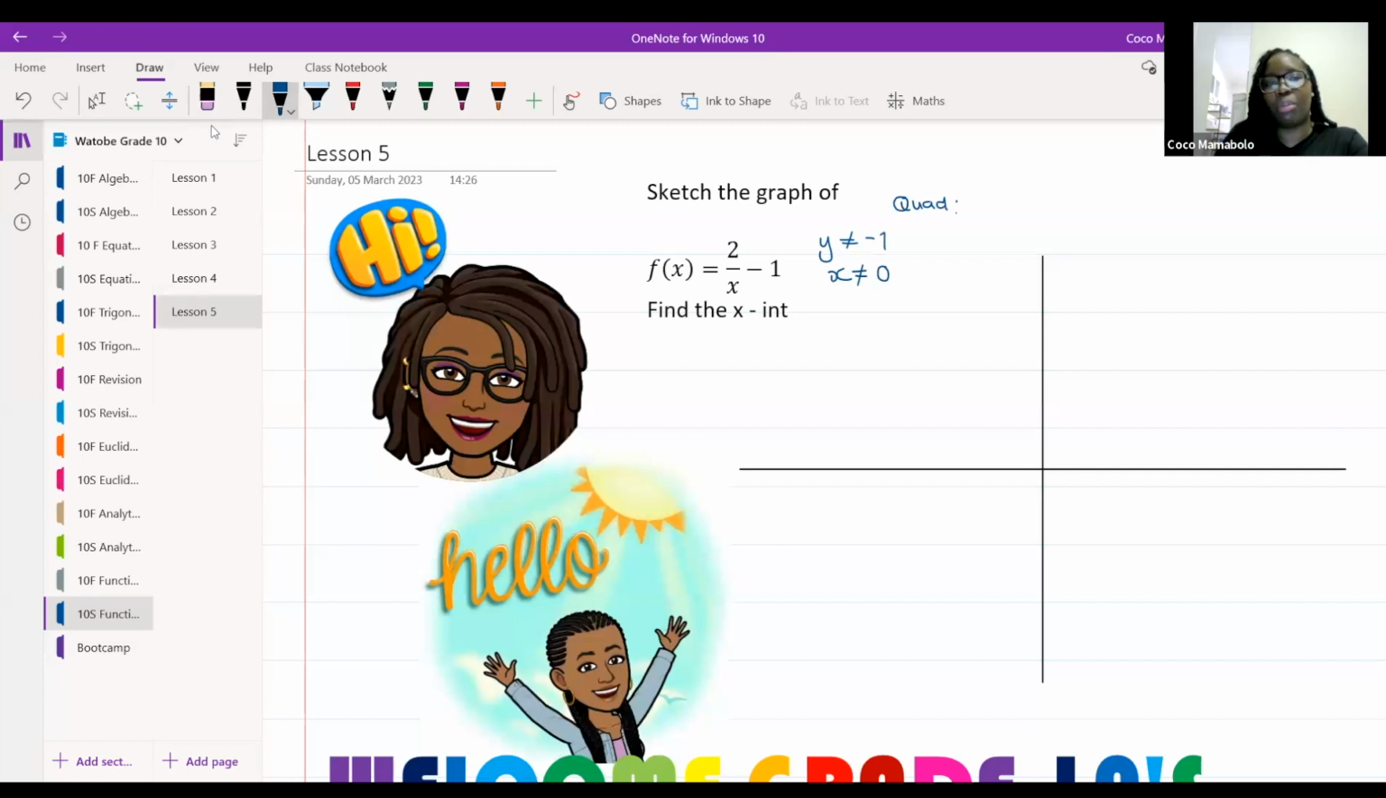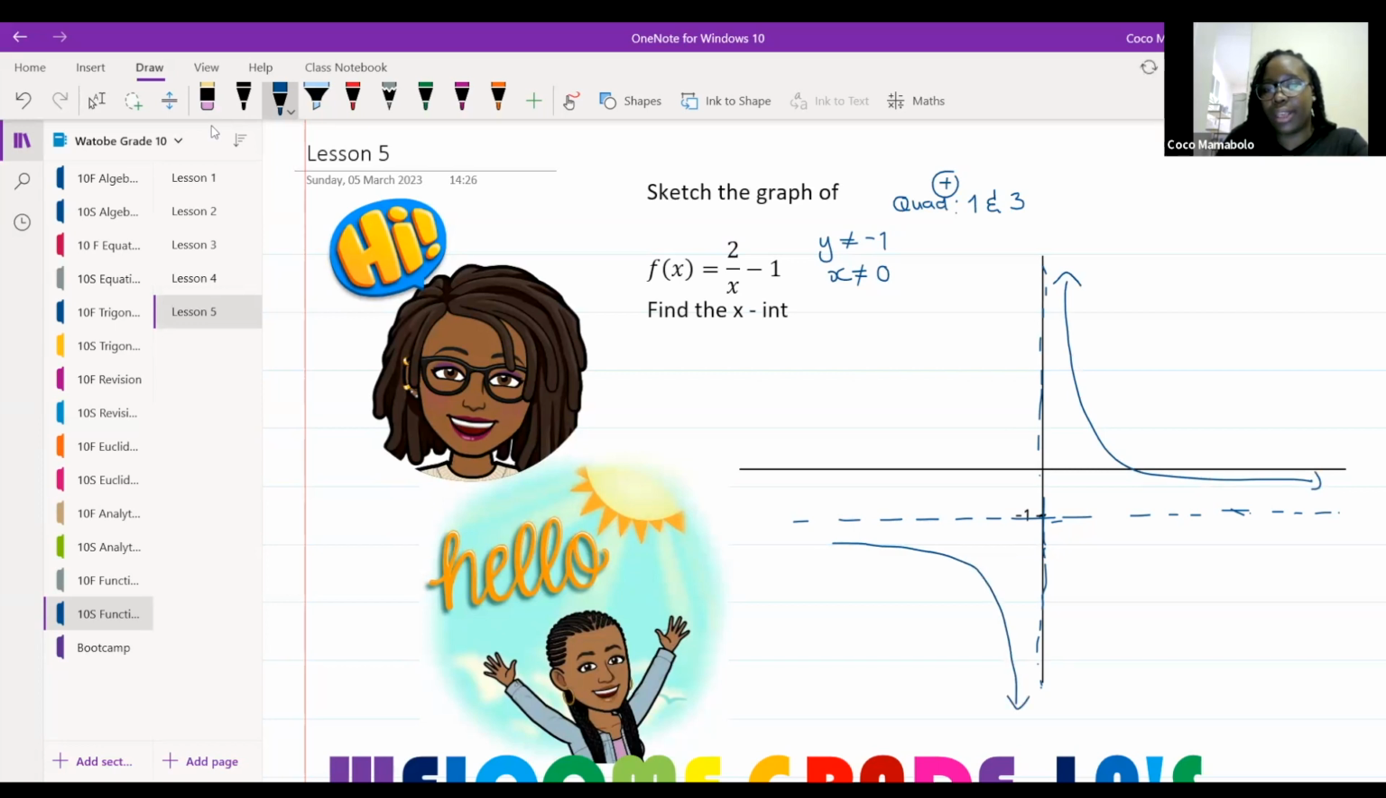All right, so if I had to draw my graph, I would have an asymptote at -1 over there. That is my y, which means it will be like that. And at x is equal to 0, which means this entire line over here, right? Now, because my graph is positive, my quadrants are going to be quadrants 1 and 3. So my graph needs to be drawn here and down here, right?